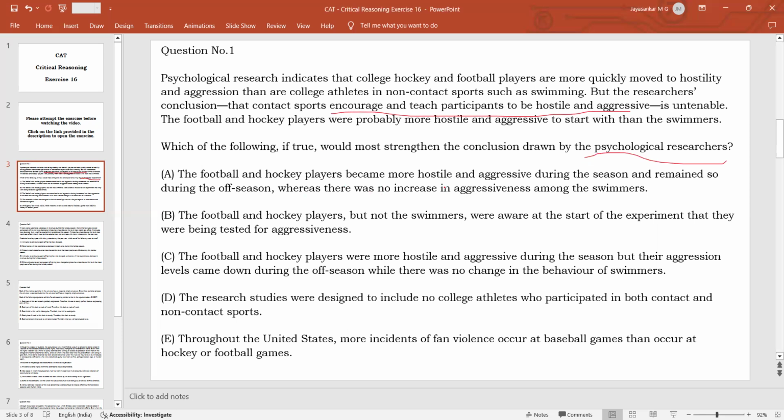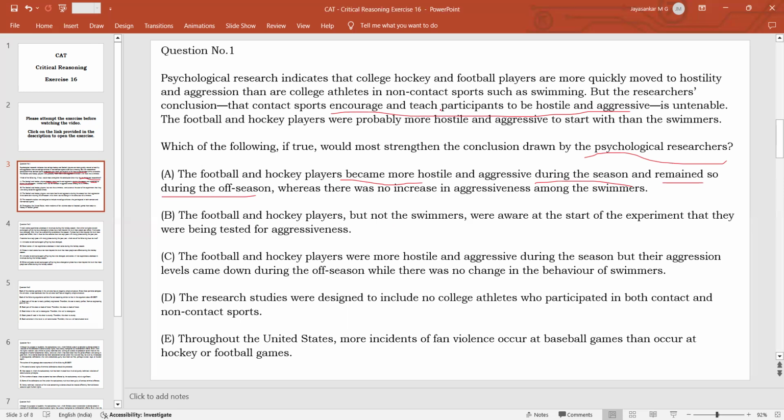Option A: the football and hockey players became more hostile and aggressive during the season and remained so during the off season. So what does this mean? The conclusion is that sports encourage and teach participants to be hostile. The word "more" is important. So they were not very hostile previously, but they became more hostile after playing these games, during the season, meaning during the time when they were playing, and remained so during the off season also. Means they became aggressive after playing the sports, and they remained so even when they stopped playing, meaning the sport is encouraging people to become aggressive.